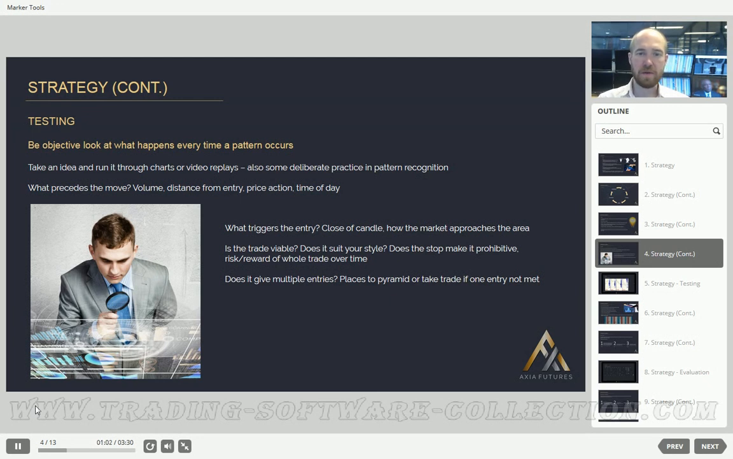Now, what you want to be looking at, and this is where you need to be precise, is what happens before the trade. What happens before that pattern emerges? Or what do you see in that pattern before the trade emerges? Is it a volume thing? Is it a distance away from a certain area? That kind of ATR trade that we talked about in the technical day? Or is it even a time-based thing?